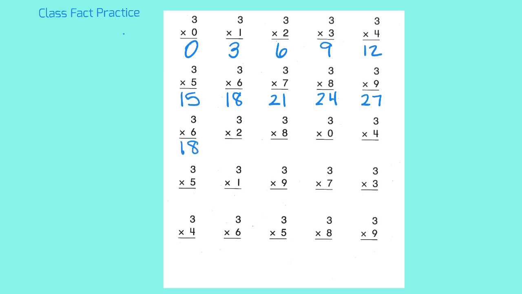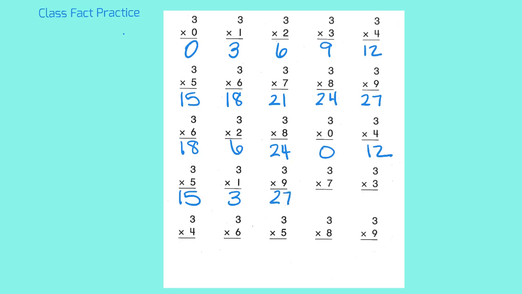3 times 6 equals 18. 3 times 2 equals 6. 3 times 8 equals 24. 3 times 0 equals 0. 3 times 4 equals 12. 3 times 5 equals 15. 3 times 1 equals 3.